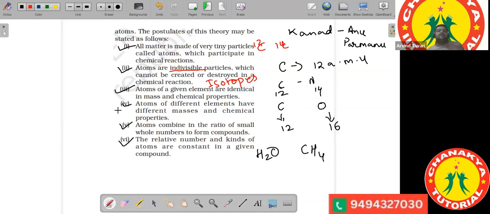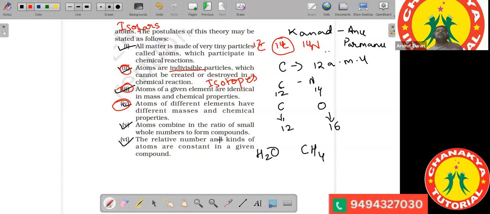Then if you see the fourth one, this one is also false, that atoms of different elements have different masses. You can think of isobars here. We will be studying isobars in the next chapter. For example, carbon has an atomic mass 14, and there is a nitrogen which also has atomic mass 14. They are atoms of different elements, but they have the same masses. So therefore, your point number 4 also comes out to be false.